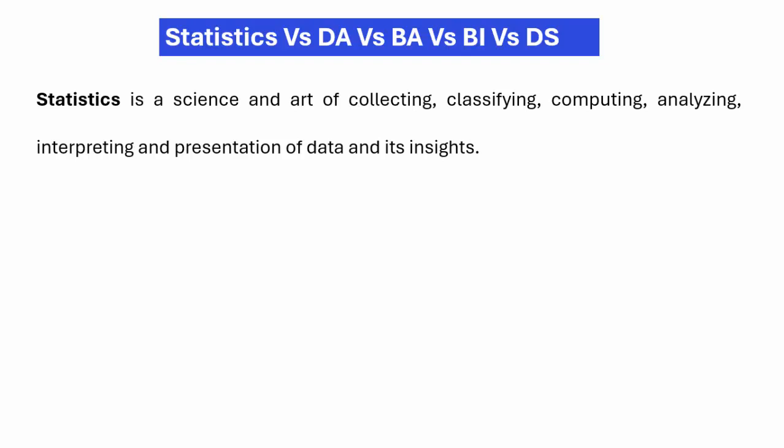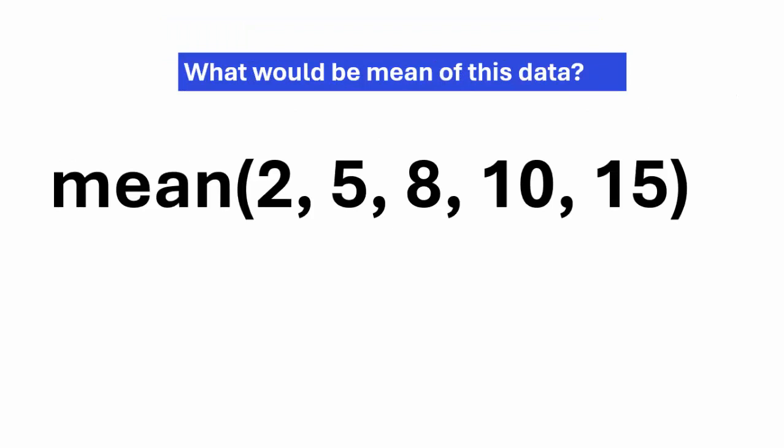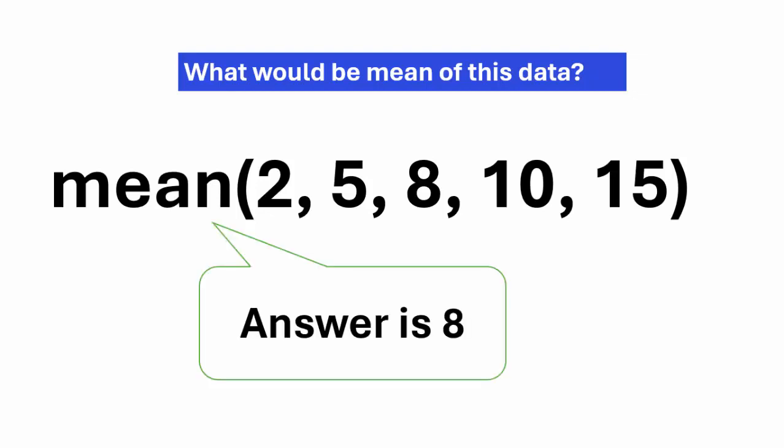So this is the role of statistics, because at the core it is science and art. Now we try to understand why it is science. Here one small data set is given, and I want to know what the mean of this data would be. If you are not making any calculation mistake, we all will get a mean of 8, which is correct. So we are all getting the same mean.